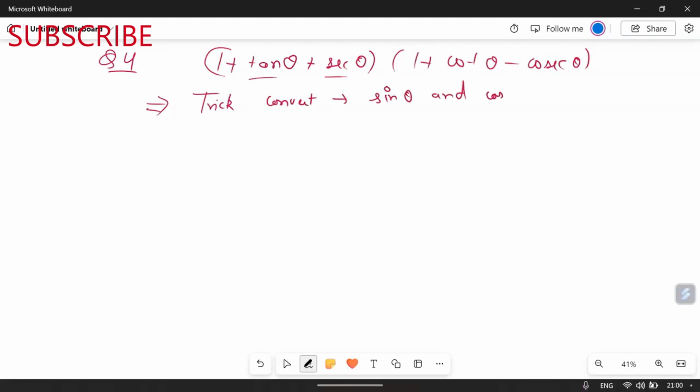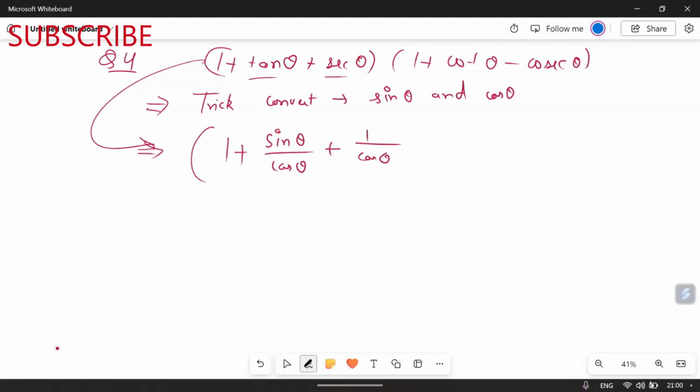So how can you convert? There is always a formula for that. For example, I can write this step like that: 1 plus tan theta. The formula of tan theta is sine theta upon cos theta, or sine upon cos, plus sec theta, which can be written as 1 upon cos theta, and multiply by 1 plus cot theta.